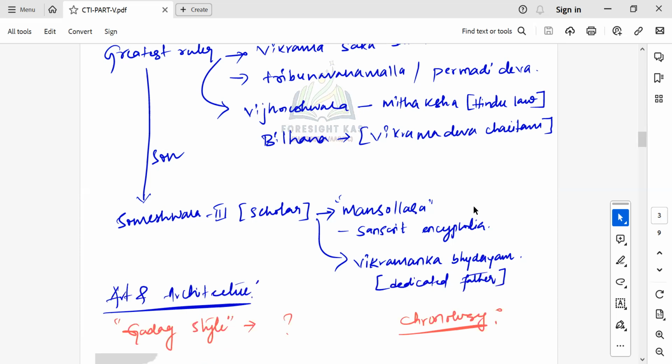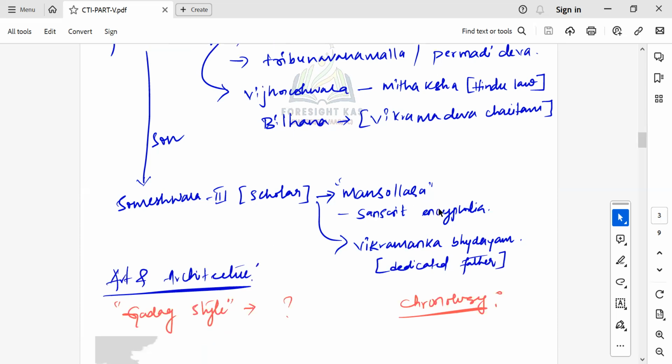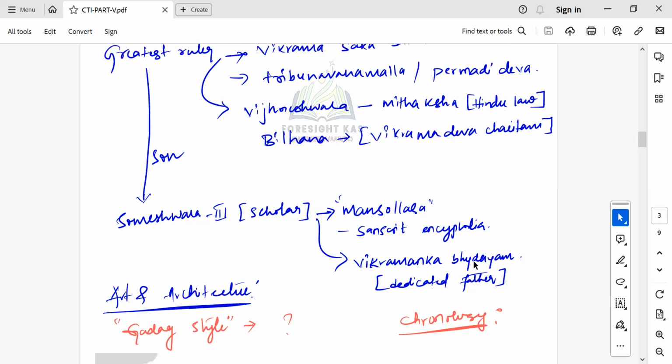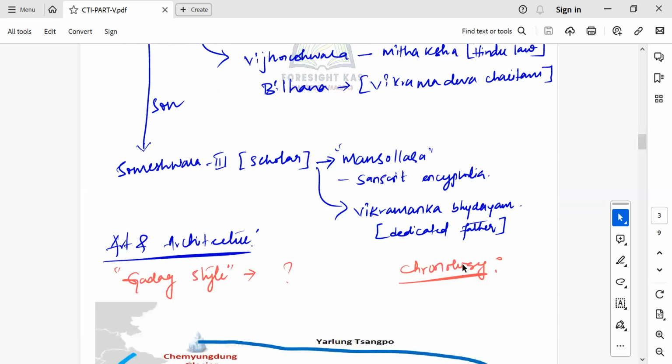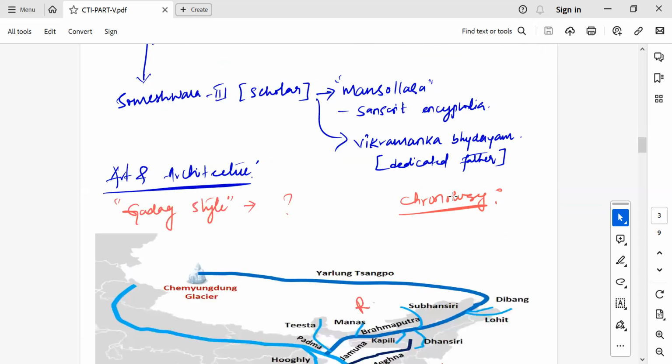And Someshwara III is very important because he was a great scholar. He wrote Manasollasa, which is called a Sanskrit encyclopedia. Remember, also Vikramankabhyudayam. That is also very important: the work was dedicated to his father's achievements, whose father was Vikramaditya VI. These things are very important, and art and culture also, to some extent, is very important for both the early Chalukyas, the Chalukyas of Badami, and the Chalukyas of Kalyan.